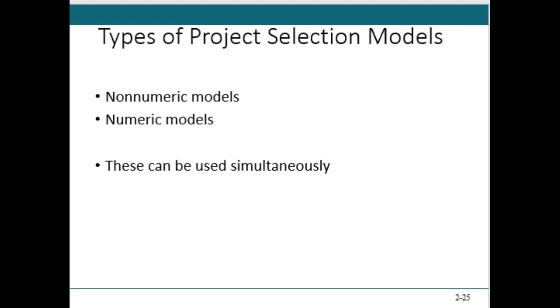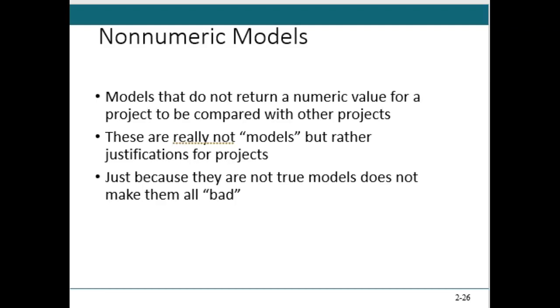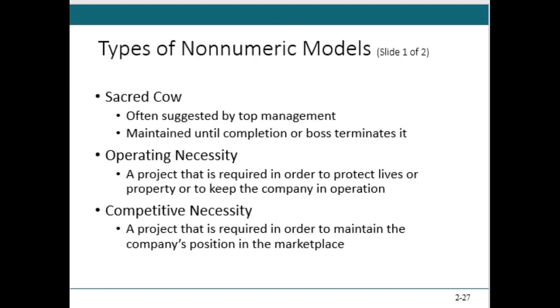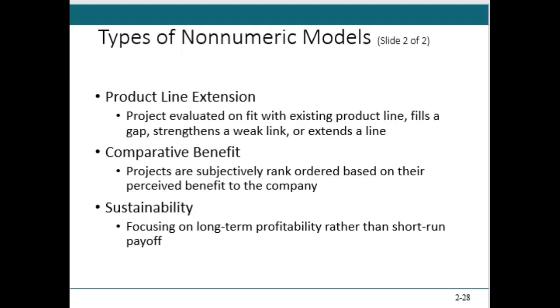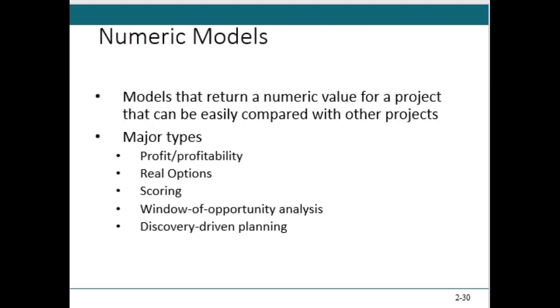And so the C-suite will pick a project based sometimes on non-numeric models and then also on numeric models, and it can be both. A non-numeric model is one that does not return a number or a value. Really, it's just a model that helps us justify our projects, right? It doesn't make them bad, it's just not a number, right? They could be sacred cows in the company, or operating necessity, or even competitive necessary, as described here, and some more here. Next, we're going to get into numeric models right after this.